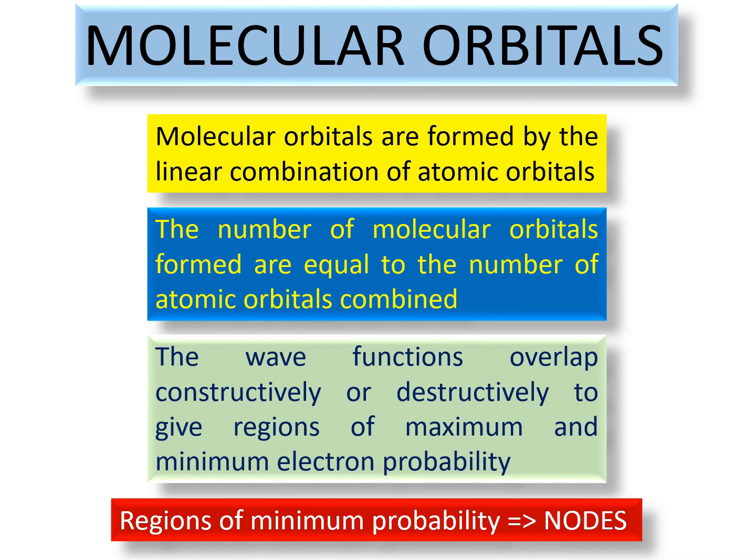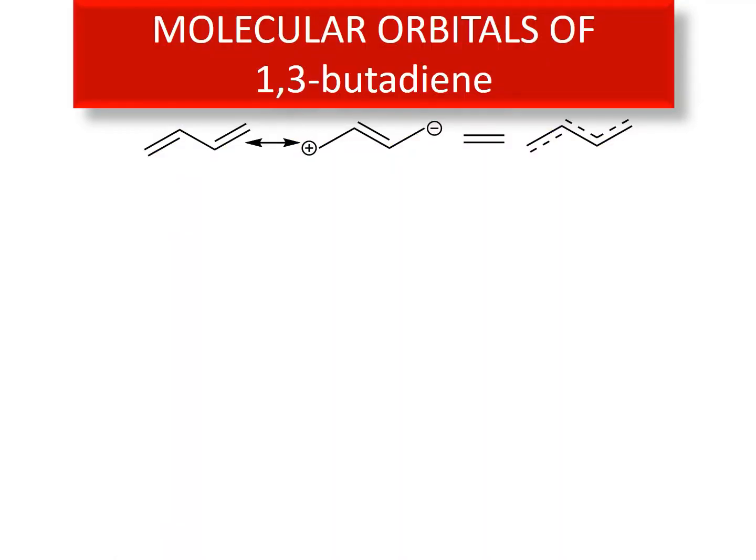So during the formation of these molecular orbitals, there are certain regions where you have to place nodes or nodal planes. You have to learn how to draw molecular orbitals, where and how many nodes to place in a particular molecular orbital, and what the orientation of the wave functions of the different atomic orbitals present in a particular molecular orbital would be. We'll explain this with the help of an example, that of 1,3-butadiene.